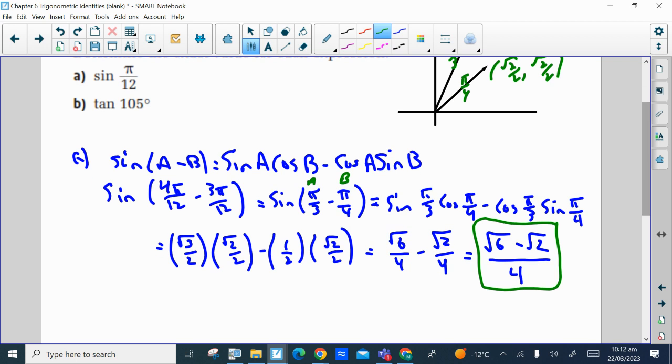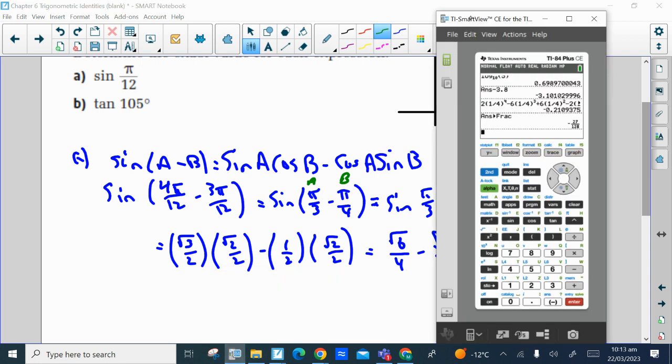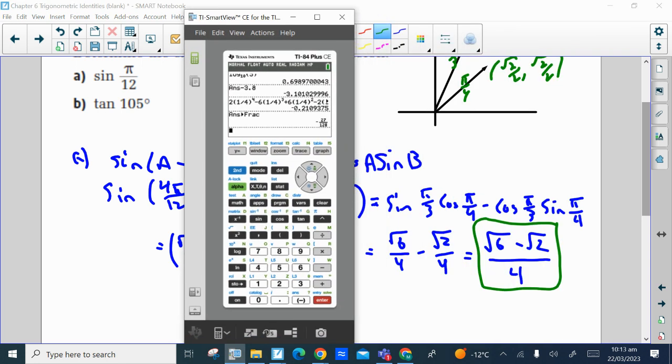That's an exact value, right? It's not a decimal that you would have to round. And like we've seen so many times, we can use our calculator to check our answer. In this case, we have to be in radian mode. If you take the sine of pi on 12, your calculator will give it to you as a decimal, which is not an exact value. But we can take the exact answer that we got, put that into our calculator, and we should get the same decimal that we just got for the sine of pi on 12.